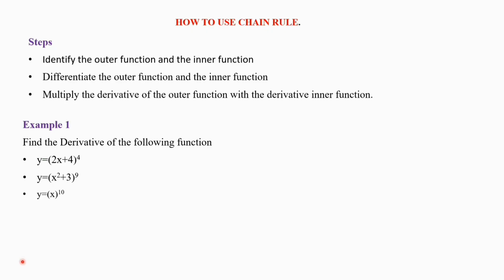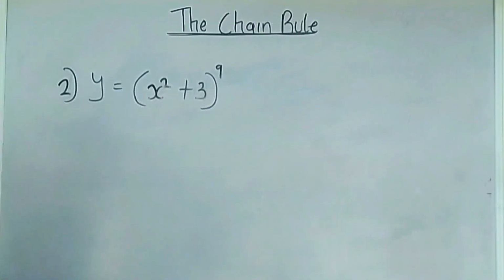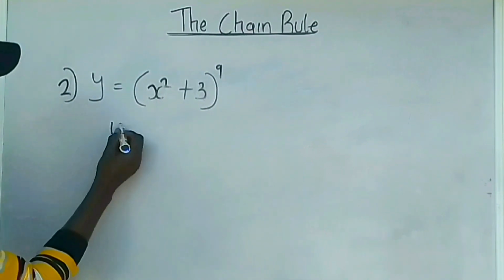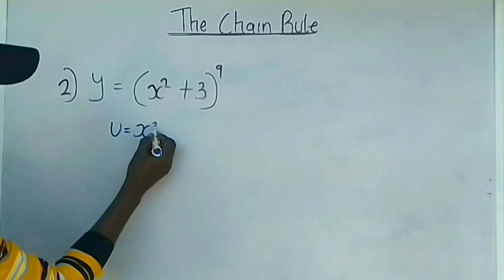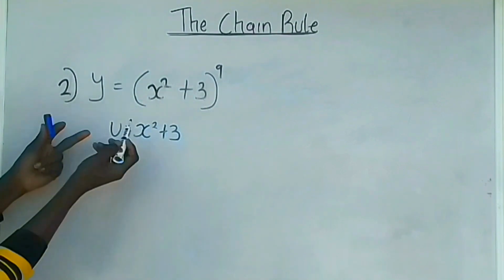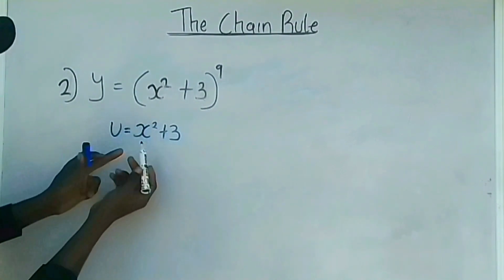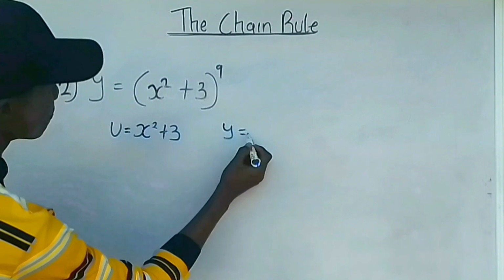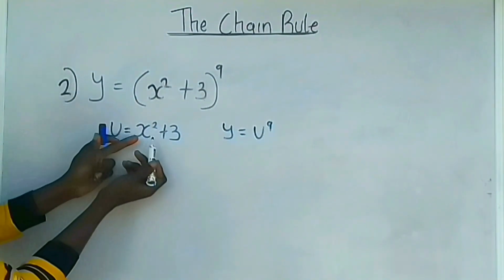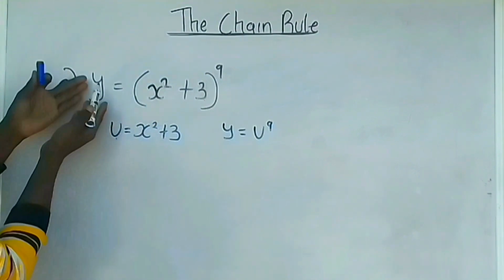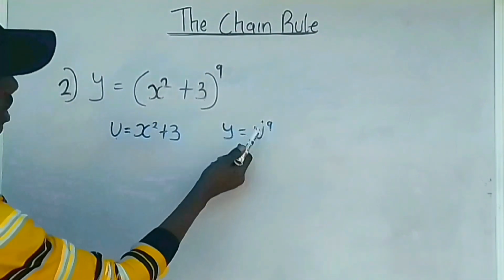The second question we have y is equal to x squared plus 3 raised to the power of 9. The first step is to identify the inner function and the outer function. Therefore, I'm going to set u equal to the inner function, which is x squared plus 3. So if u is equal to x squared plus 3, then y is equal to u raised to the power of 9, because I have set u equal to this inner function. So therefore, y, which is the outer function, becomes u raised to the power of 9.